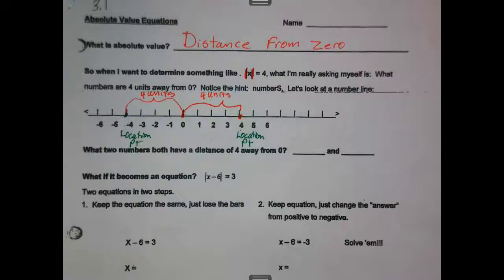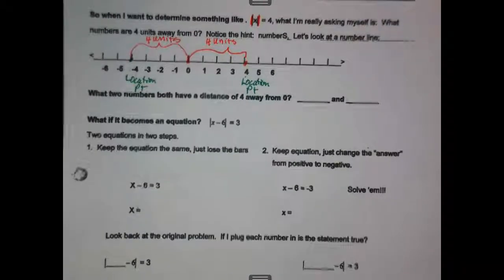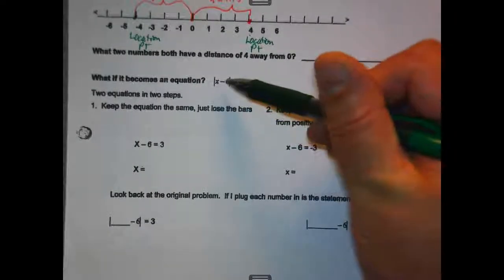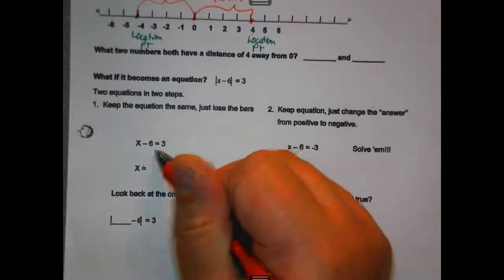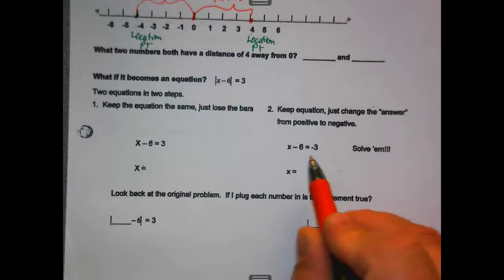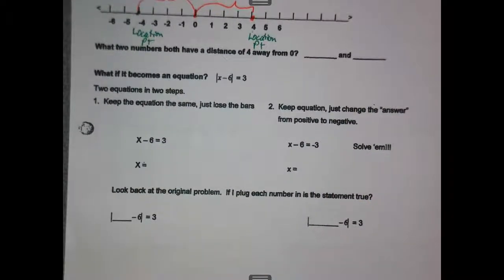All right, then we actually solve an absolute value equation where we have the absolute value of x minus 6 equals 3. We have to consider both cases, where x minus 6 ends up at positive 3 or x minus 6 equals negative 3. Then we solve each one of those.